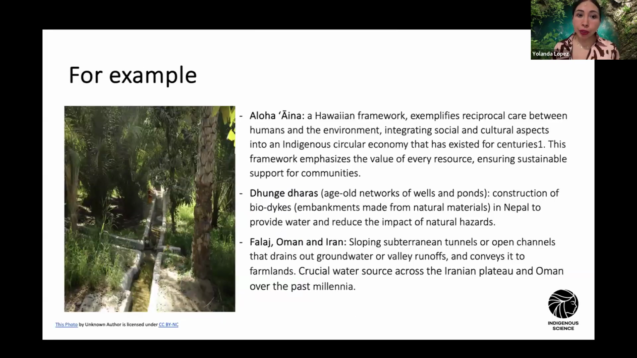So having said that, I would like to bring different examples to you. For example, how the Indigenous peoples of Hawaii use the aloha aina, I don't know how to pronounce it very well, which exemplifies reciprocal relations of humans and the environment. And this can be seen also as something cyclical, or the Dungedaras in Nepal, and also the water management falaj in Oman and Iran, in which the use of subterranean tunnels helps to deal with water management problems. But I don't want to talk about this because I'm in Yucatan, and I would like to speak about my people, the Mayas of the south of Mexico.